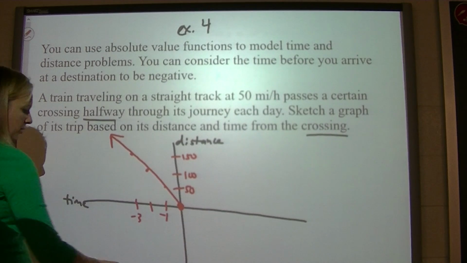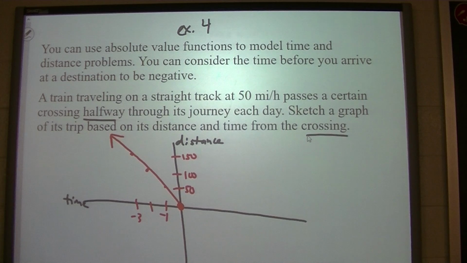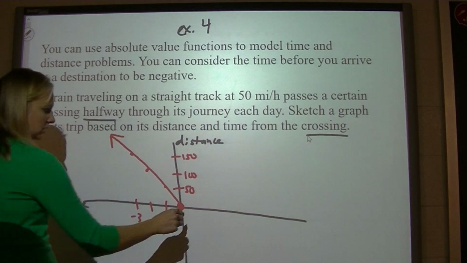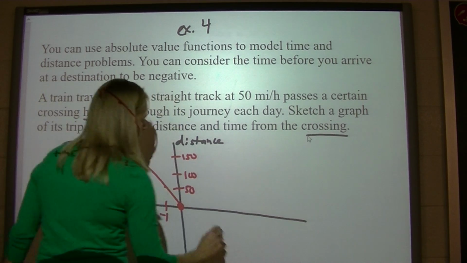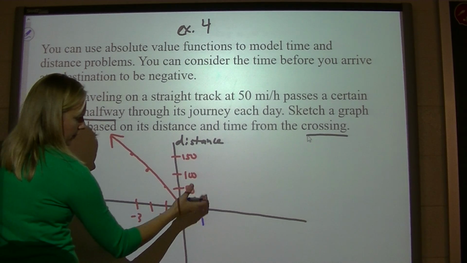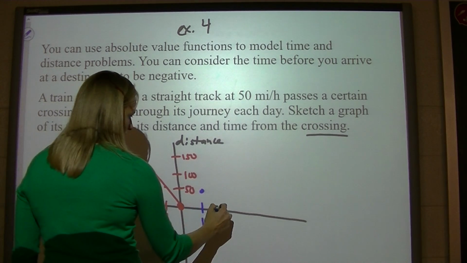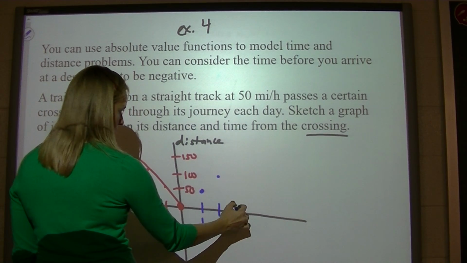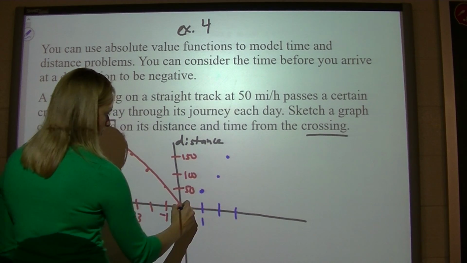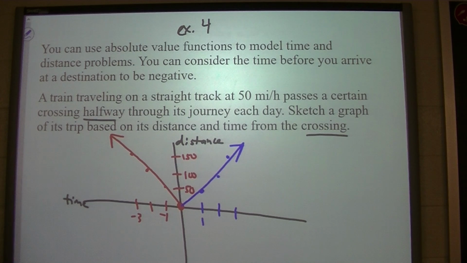Now I'm at the halfway point. So what's my distance going to be from the time I cross it? Well, now I'm talking about positive values here. So we're going to have +1, and I'm going to be 50 miles away from it. At 2, I'm going to be 100 miles away from it, and then at 3, I'm going to be 150 miles away from it. I guess that point's a little off, but you get the gist. Absolute value function, this models it.